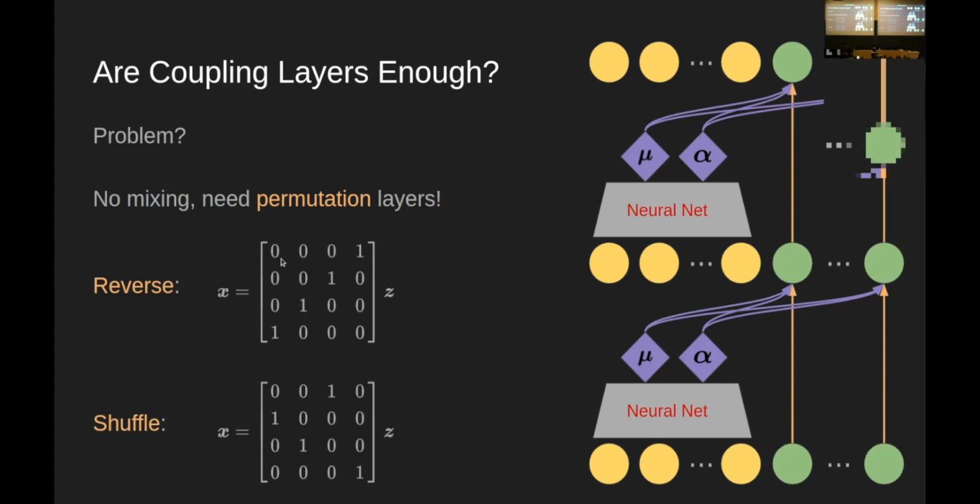The reverse is just like an identity matrix, but with the ones going the other way, so you get the terms in the reversed order. And shuffle is similar, but you sample a permutation. Importantly, you do this before training. It's not in every iteration, but you sample a permutation and keep that fixed. That will move the elements around. Then if you stack layers in between the coupling layers like this, you will get mixing of the dimensions.